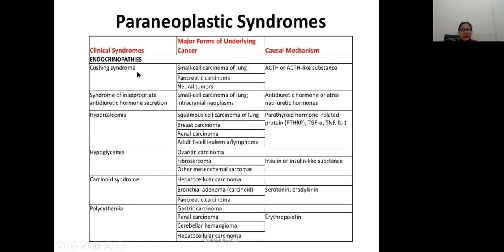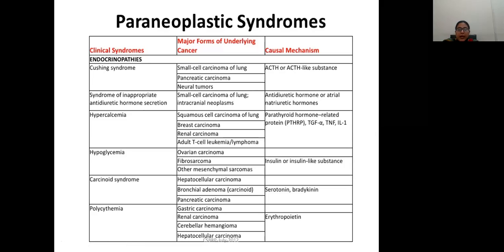So, this is the clinical syndrome in endocrinopathy. It may cause Cushing syndrome, and it may cause the syndrome of inappropriate antidiuretic hormone. But this chart is very, very important. Okay, then you must know that Cushing syndrome is caused by small cell carcinoma, pancreatic carcinoma, and neural tumors, and this is due to the production of ACTH-like substance. Clear? And the syndrome of inappropriate antidiuretic hormone secretion is caused by small cell carcinoma. Okay, and it is due to the production of antidiuretic hormone.